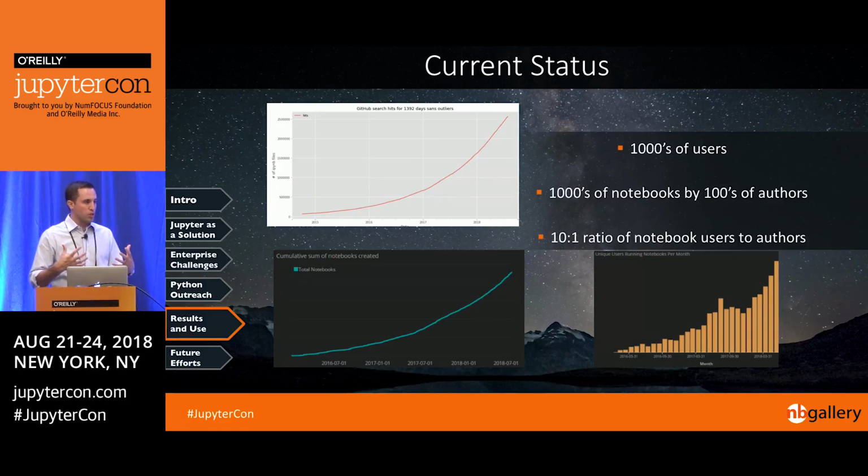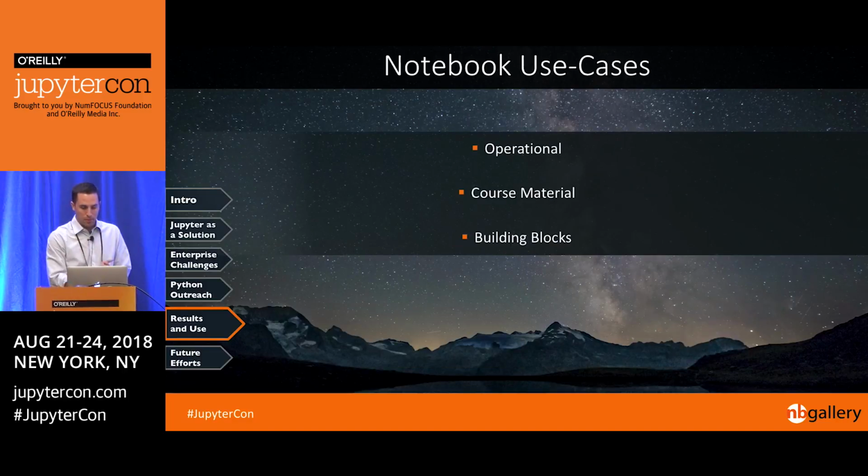And being inside of a large bureaucratic organization inside government, we're not always the quickest adopters of new technology. So to have that be even close to being similar, I think is pretty awesome on our part. On the use cases side, we have these 3 high-level use cases, burying the lead here at the end. This is what we're actually using Jupyter Notebooks for: this operational use case, this course material use case, and this building block use case.